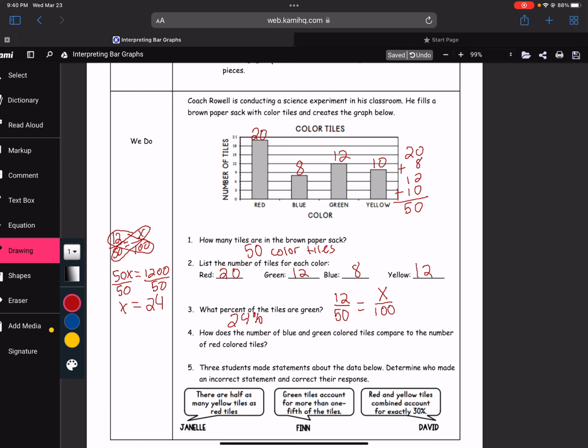Now let's move on to number 4. How does the number of blue and green colored tiles compare to the number of red colored tiles? So now we're looking for blue and green colored tiles, and we're looking to compare it to the red tiles. First we're going to add and find out what the difference is. So blue and green: we have 8 blue and 12 green, which gives us 20 blue and green. And then we have 20 red.